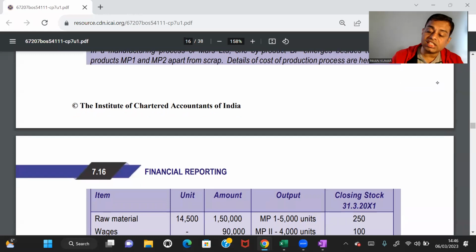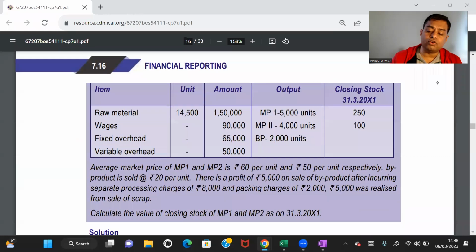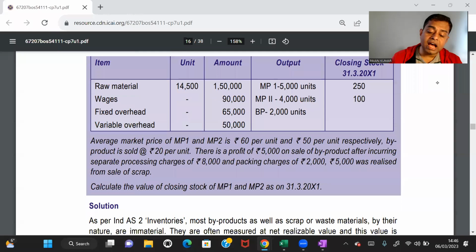Details of cost of production process are as under. Raw material, 14,500 units, 1,50,000. Wages, 90,000. Fixed overhead, 65,000. Variable overhead, 50,000. Main product 1, 5,000 units. Main product 2, 4,000 units. Byproduct, 2,000 units. Closing stock of first main product is 250. Closing stock of second main product is 100. Average market price of MP1 and MP2 is 60 and 50 per unit respectively. Byproduct is sold at 20 per unit.